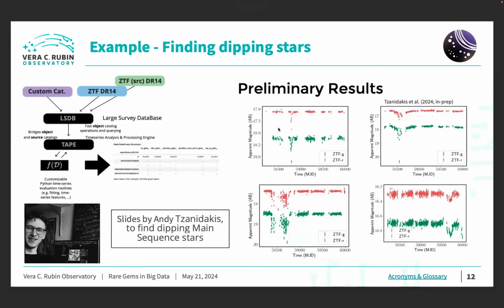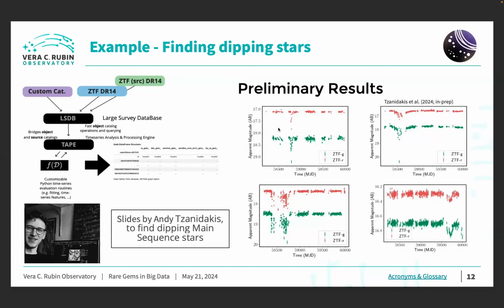I want to showcase two examples of projects which were enabled by our packages. Yesterday, you heard from Andy Tzanidakis, who showed how he took ZTF and cross-matched it with a custom catalog from Gaia. He used LSDB for that, then went into TAPE to run his functions over these large amounts of data, larger than memory data sets, and got some very nice dippers.